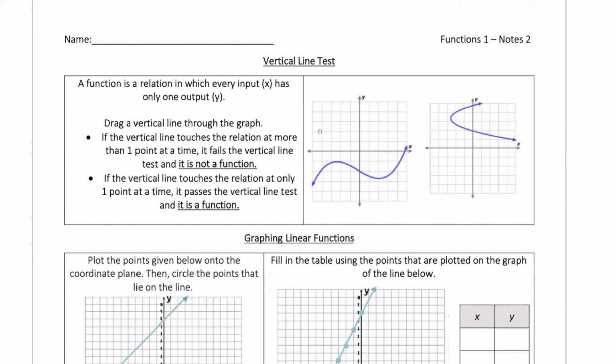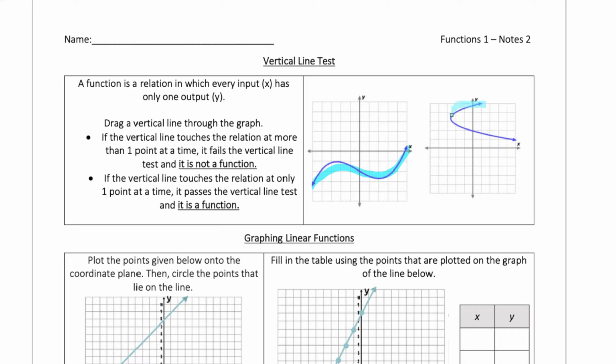So if you're just given a graph and you're asked to determine is this a function, you need to see if it can pass the vertical line test. So we draw a vertical line through our graph. When we talk about our graph, we have our x and y axis in the background. That is not part of the actual function or relation. However, the function or relation is this blue line in these two examples.